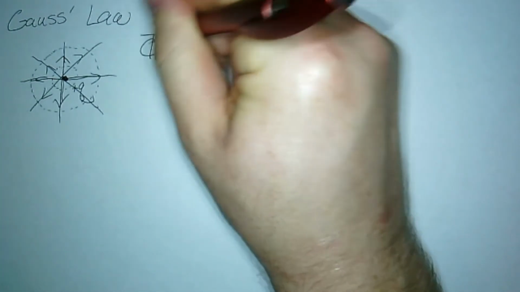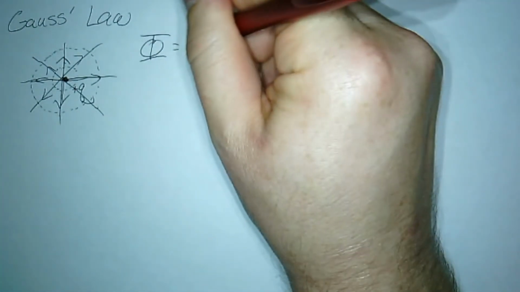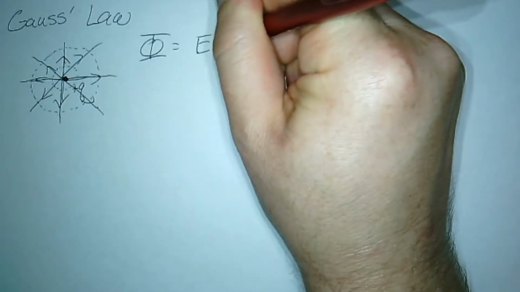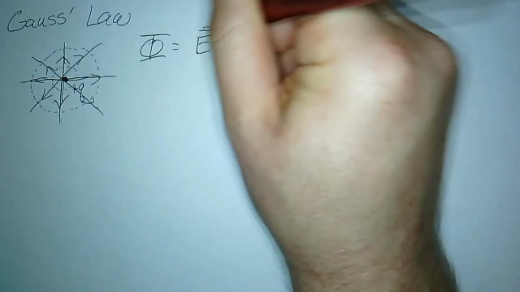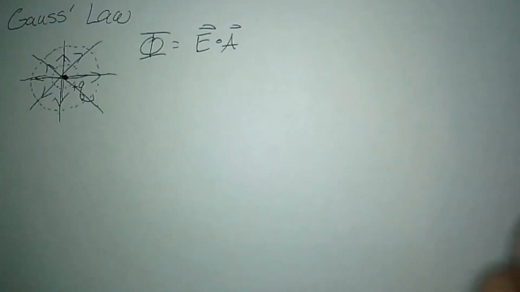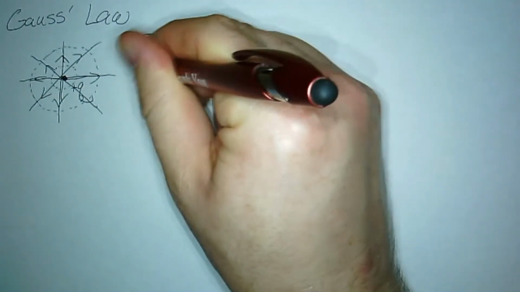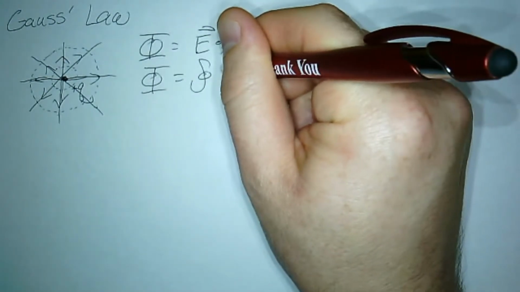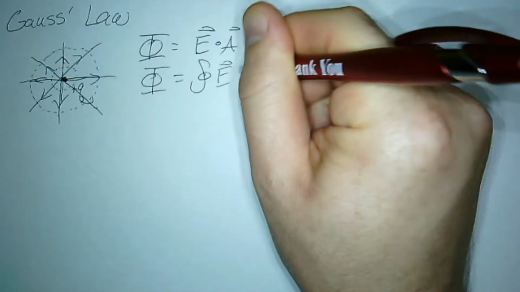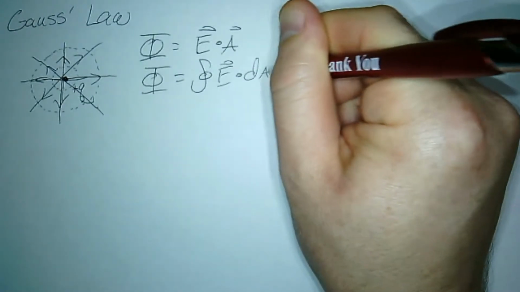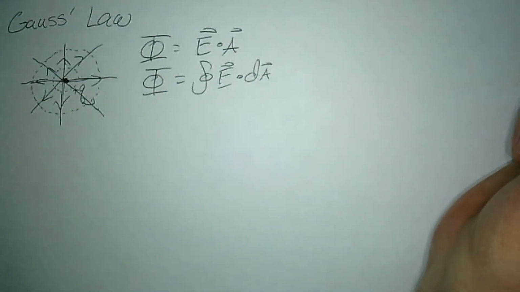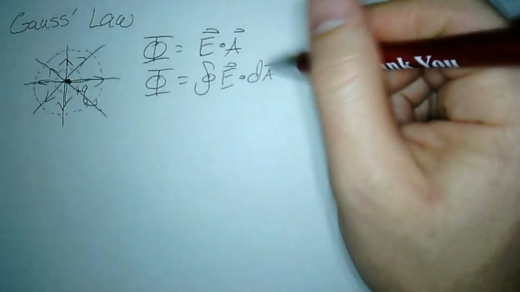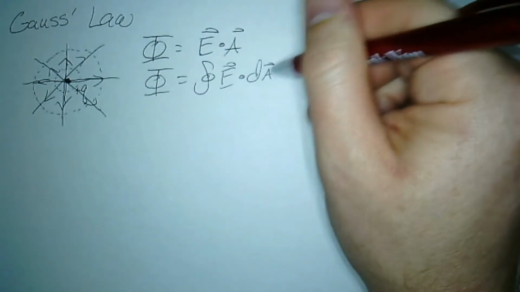So the electric flux is equal to the dot product of the electric field and the area. Or if you want to be real accurate, we could say the flux is equal to the surface integral of the electric field dot product with the differential area element, the infinitesimal area element.